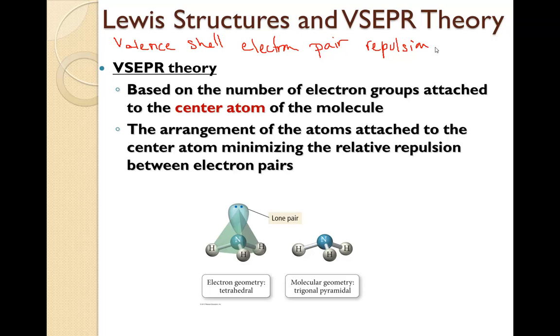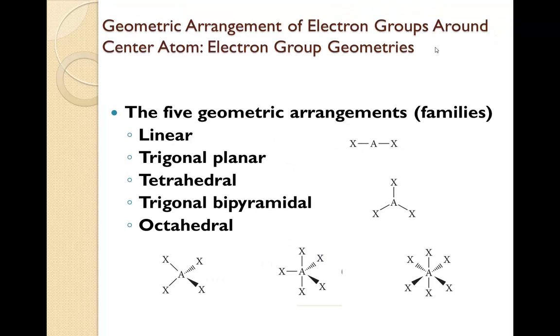And it's based on the number of electron groups attached to the center atom. Notice electron groups, so that includes lone pairs as electron groups. The arrangement of the atoms attached to the center atom minimizes the relative repulsion between the electron pairs. There's 5 basic geometric arrangements, or 5 different geometric families: linear, trigonal planar, tetrahedral, trigonal bipyramidal, and octahedral. And we'll be discussing each one of these in greater detail.